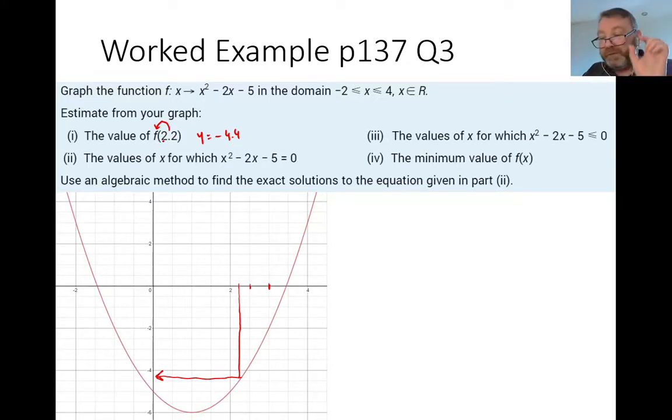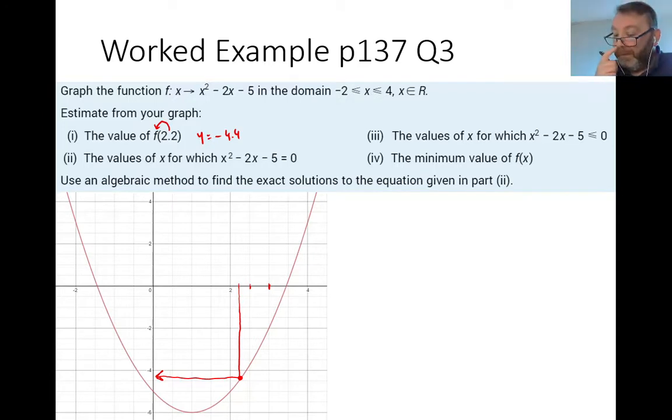2.2 is in the brackets, therefore 2.2 is an input. So you're going to take 2.2 into f, which means you're going to bring 2.2 on the x-axis down to the function. Then you're going to hit the function there, and you're going to turn 90 degrees to get the answer or the output from the y-axis, which is roughly about minus 4.4.